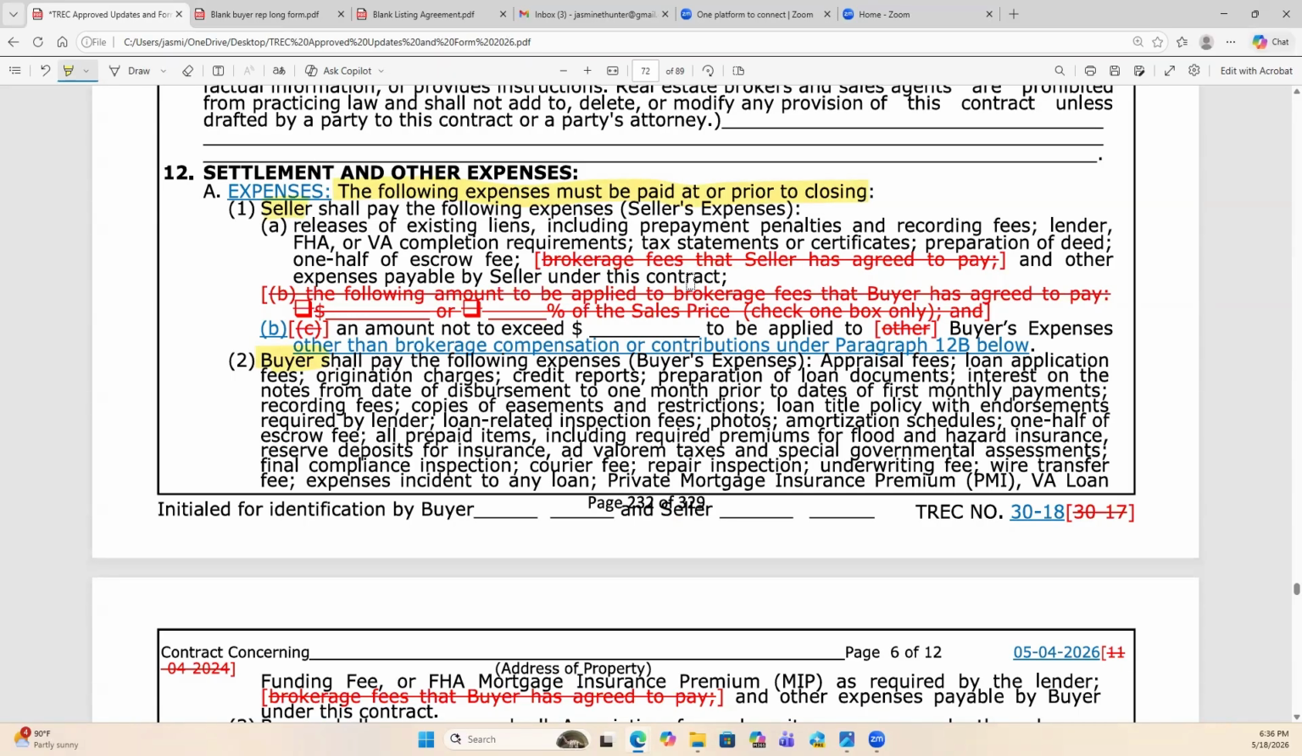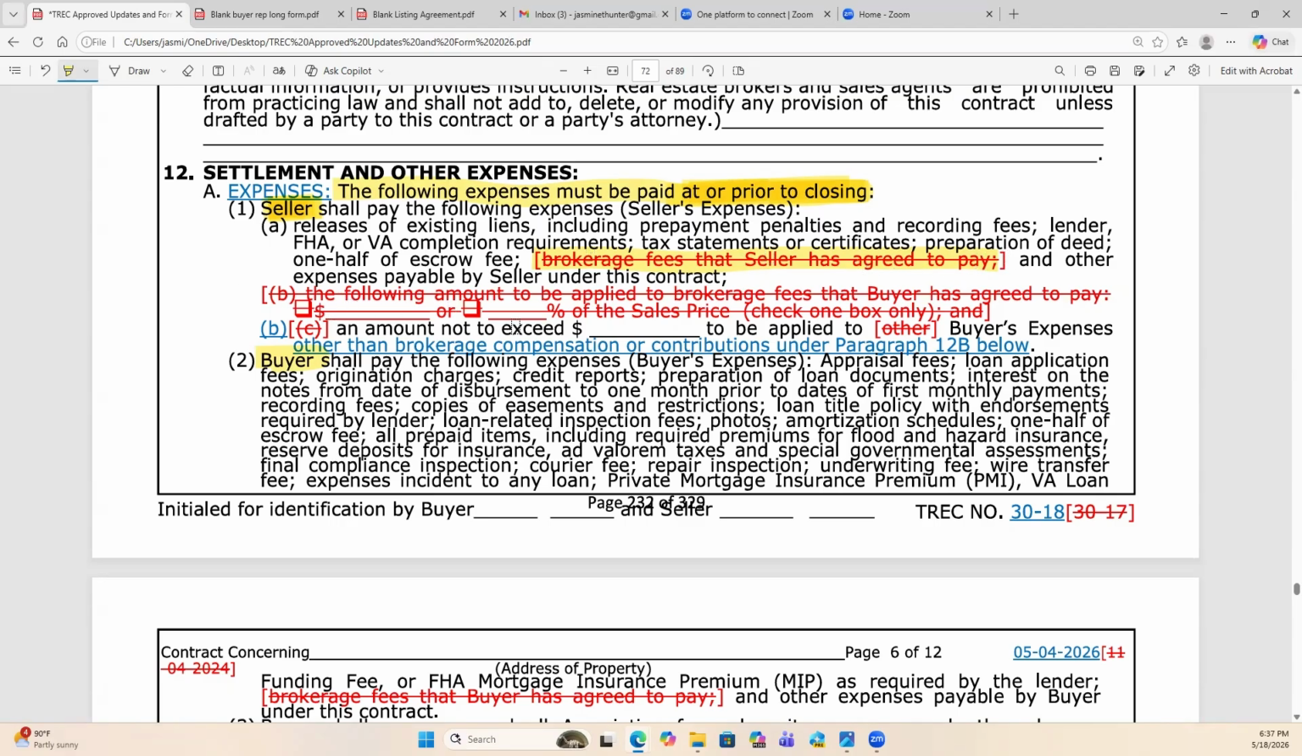One of the seller expenses was right here, brokerage fees that the seller has agreed to pay. Okay. That is something that the seller right here has to pay when at or prior to closing. That's what this says. Okay. So we have brokerage fees that the seller has agreed to pay. Who agreed to pay them? The seller. When do they have to be paid? At closing or prior to closing. Brokerage fees that the seller agreed to pay. All right.